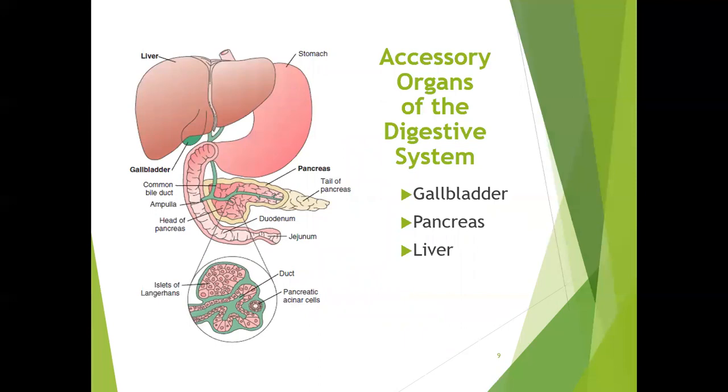Okay, here is a picture of some of the accessory organs of the digestive system. The gallbladder, which connects to the common bile duct, the liver, the pancreas. And the pancreas has a head and a tail, which we see here. And the pancreatic duct connects into the common bile duct, and both of them spill their secretions into the duodenum.